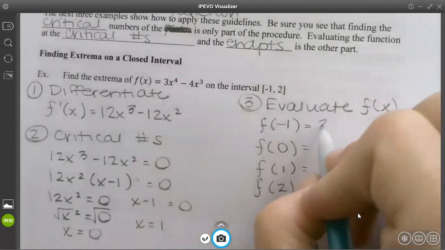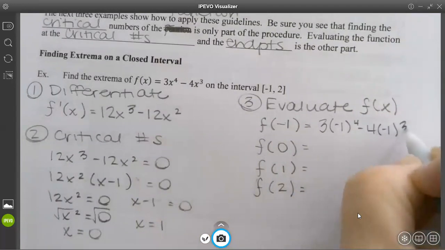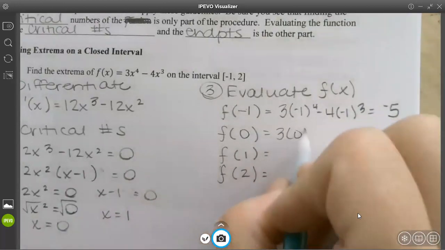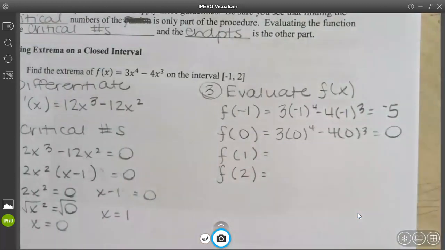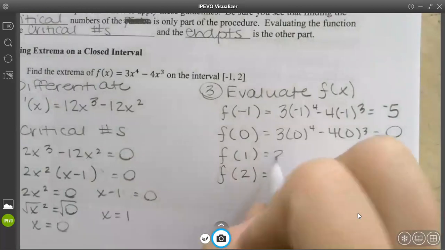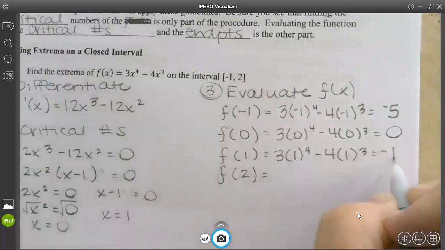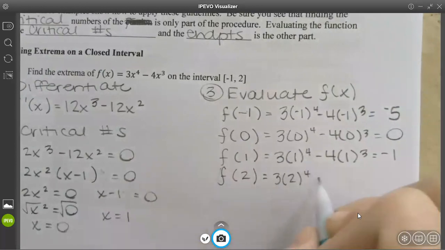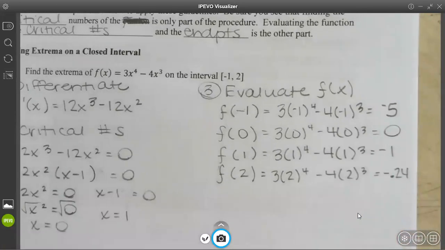So we have 3 times -1 to the fourth minus 4 times -1 to the third. And I'll go ahead and tell you that that gives you 7. 3 times 0 to the fourth minus 4 times 0 to the third is going to give you 0. When we plug in 1, 3 times 1 to the fourth minus 4 times 1 to the third is going to give you -1. And when you plug in 2, you get 16.